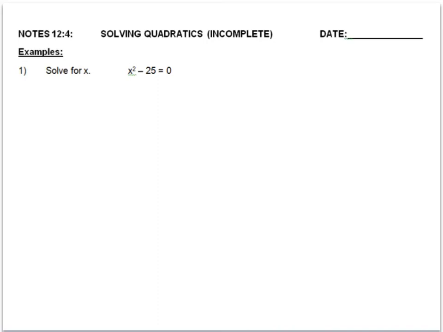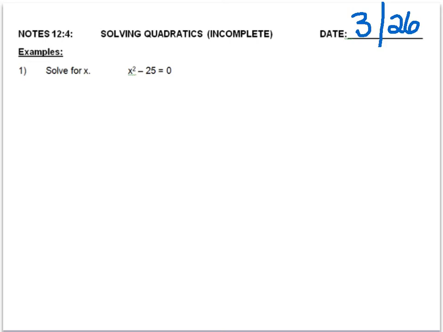Solving quadratics for the second night in a row. Some of these are incomplete equations, but again, we are doing the same thing for every single one. We are factoring, we are solving for x. So put the date on it as 3/26.